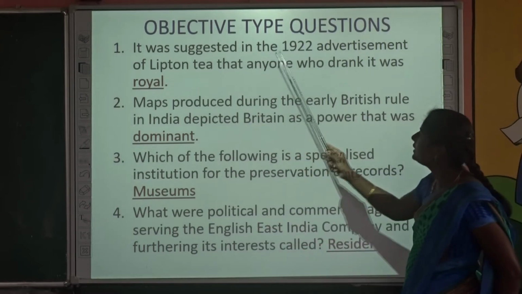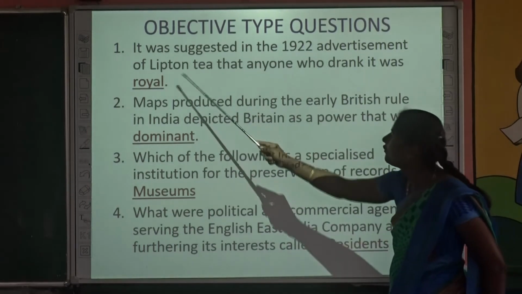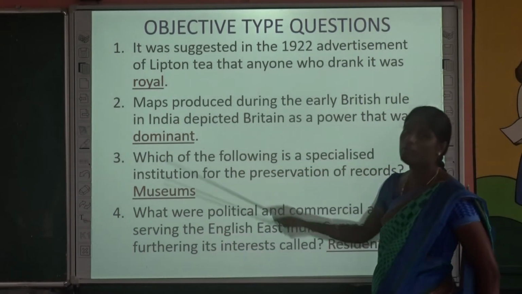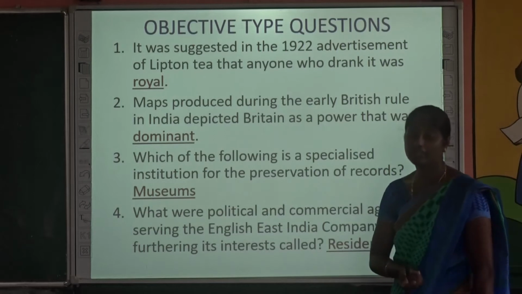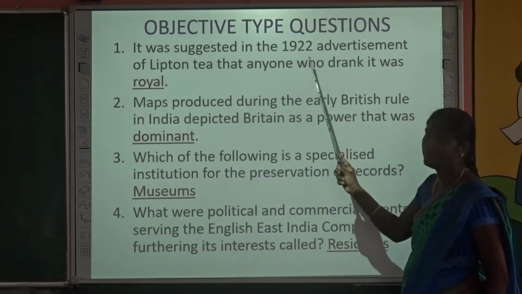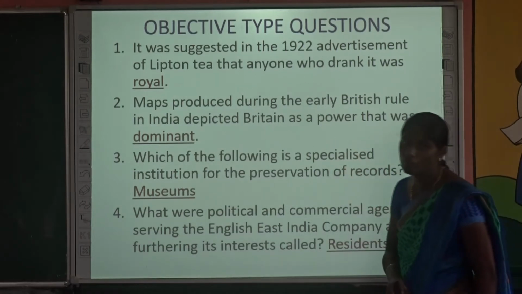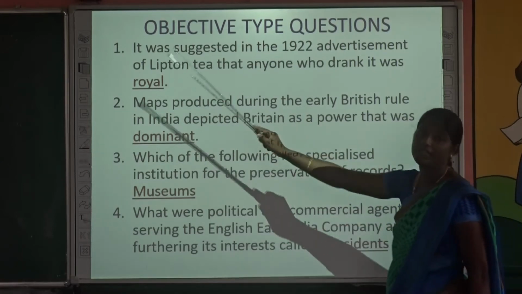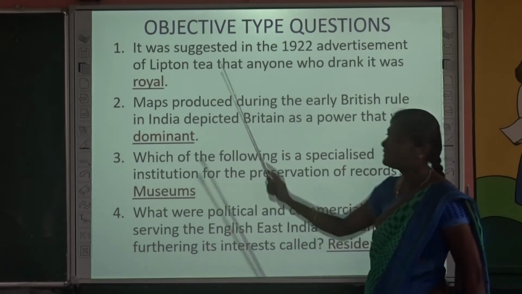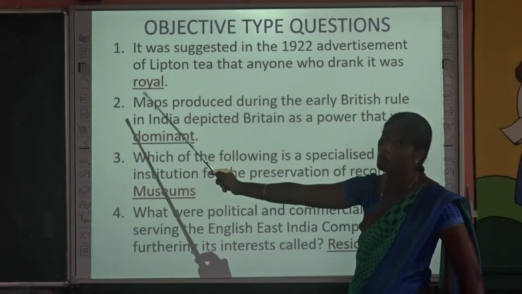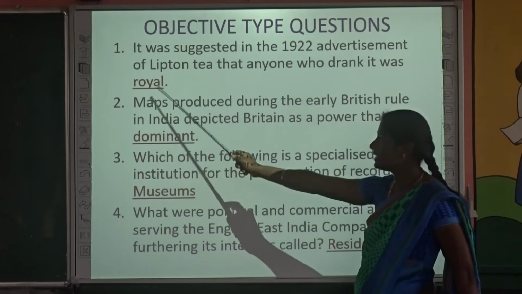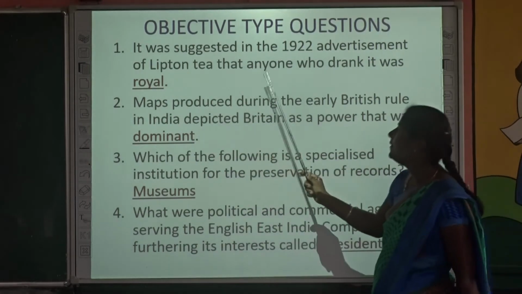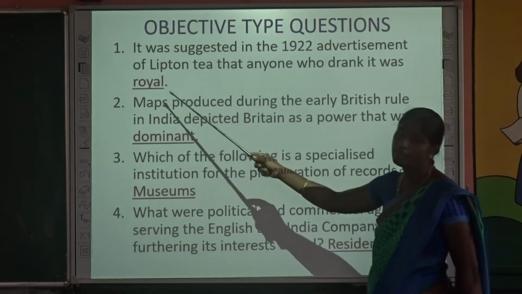It was suggested in the 1922 advertisement of Lipton tea that anyone who drank it was dash. So they gave an advertisement during 1922. So the advertisement told that if a man drinks Lipton tea, he is considered as a dash. He is considered as a royal, rich. So that is the answer. It was suggested in the 1922 advertisement of Lipton tea that anyone who drank it was royal.